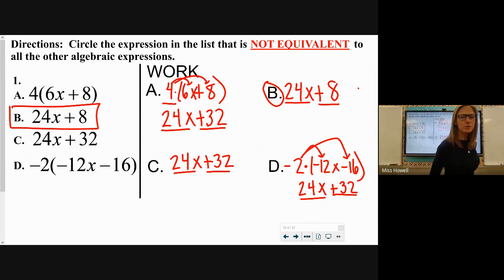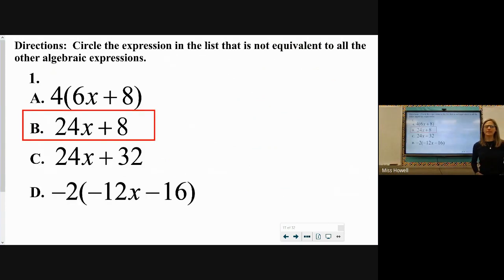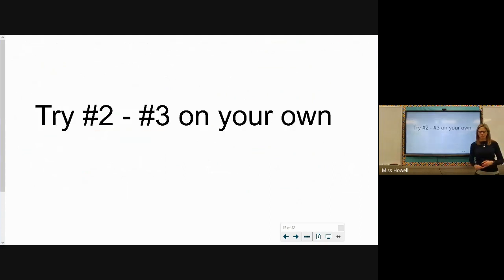All right, you try 2 and 3. Do your work off to the side there, get your simplified versions, and find the one that doesn't belong. If you think 2 don't belong, go back and check your work. You made an error somewhere because only one doesn't match the rest of the list.